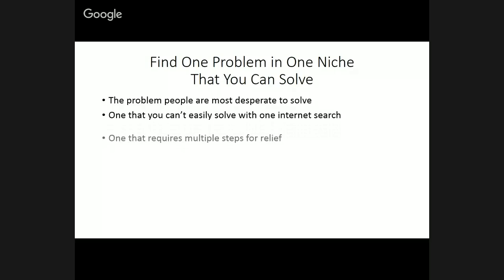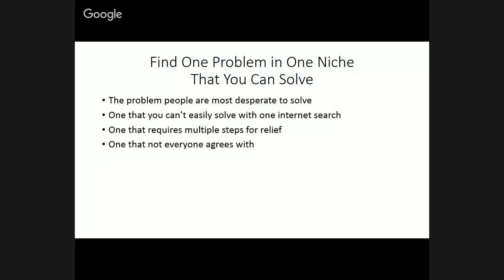Now you want to pick the problem you know how to solve that requires multiple steps for relief. It shouldn't just be, all you've got to do is touch your toes and it goes away. Pick the one that takes some steps, some work for somebody to solve it. Pick the one that maybe not everybody agrees with. We talked about that last time. As you're trying to find which problem to do a product on, you don't need one that everybody agrees with. You want something that has a little bit of controversy to it.